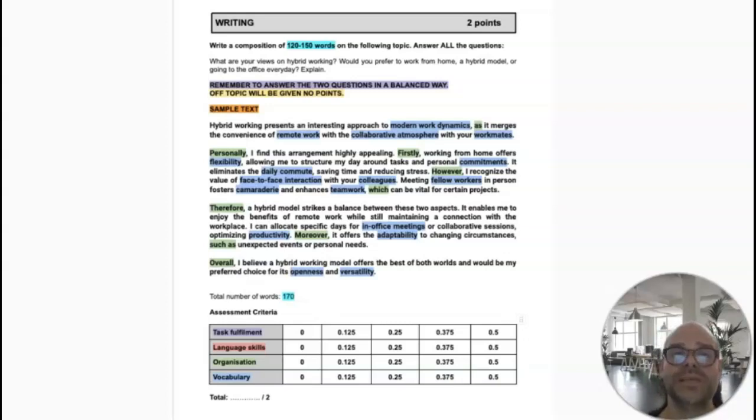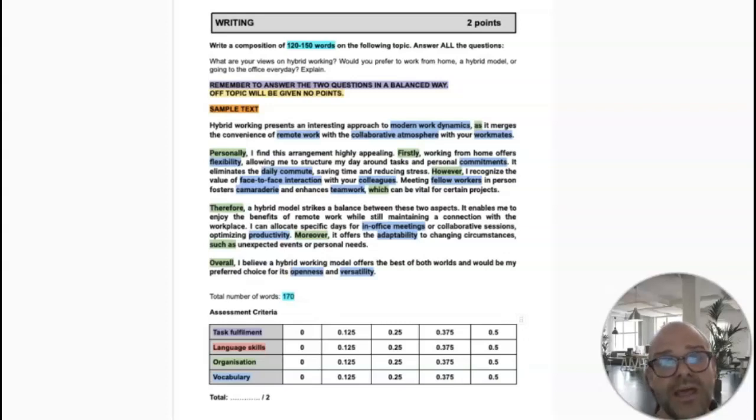And what happens if you answer something that is not asked here, or if you just don't answer what you have to answer and you answer something completely different, then no points will be given to the whole activity. So it's really important that you focus on the questions.